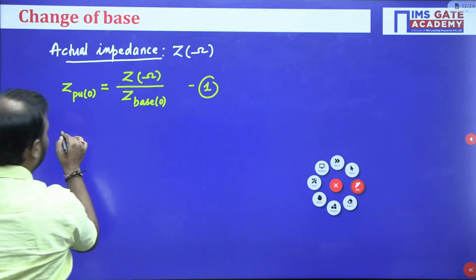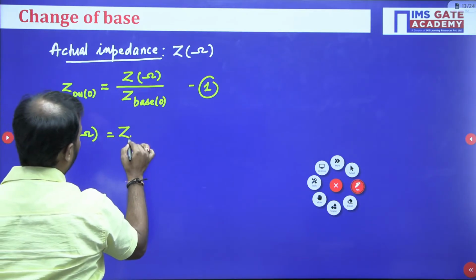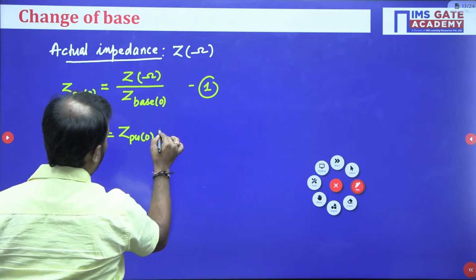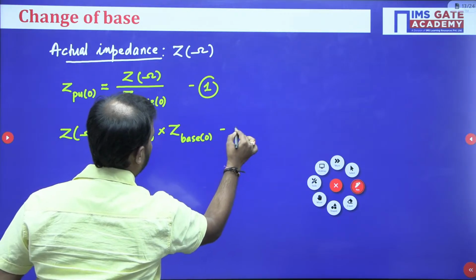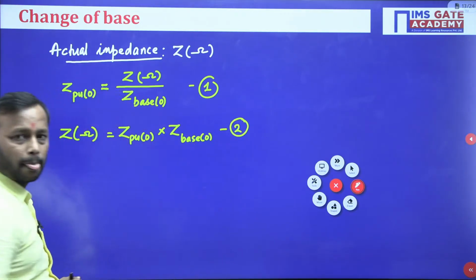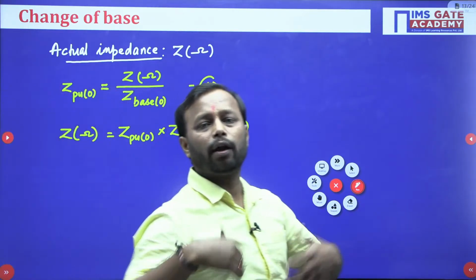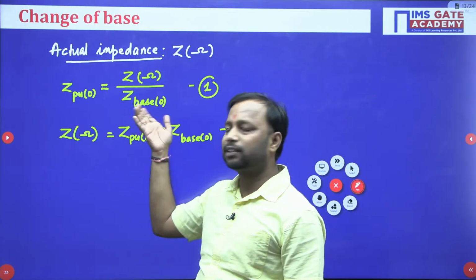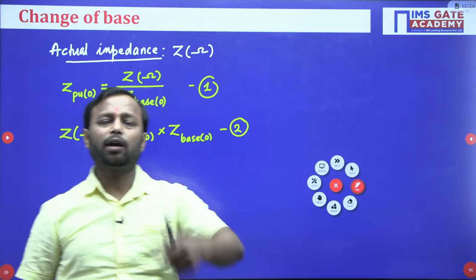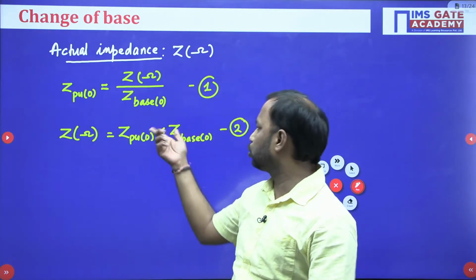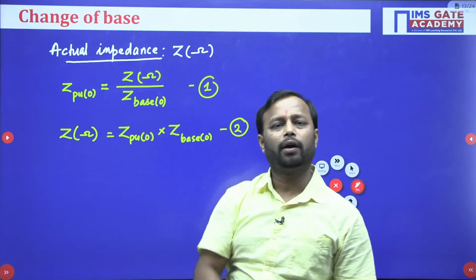Now from here, what can I write about Z ohm? This is the actual value: Z per unit old into Z base old. This is equation 2. Now let us convert this per unit old into the new per unit. Whatever base is given to me, let us choose the new base. But if you choose the new base, will it change the actual value? No, it will remain the same.